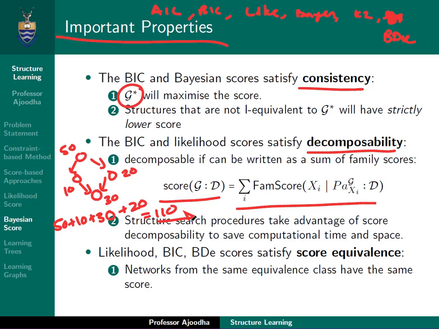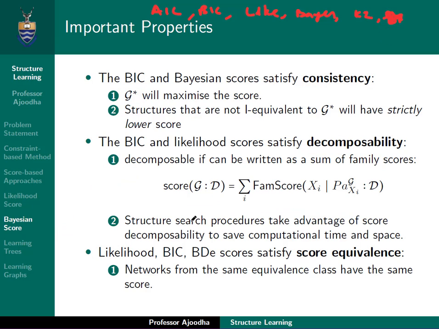If your score can compute its score as a sum of family scores, then it has a property called decomposability. This is extremely important for computational savings, as you'll see later. Scores like the BIC score and the likelihood score are decomposable. Scores like the BIC score and the Bayesian score are consistent.